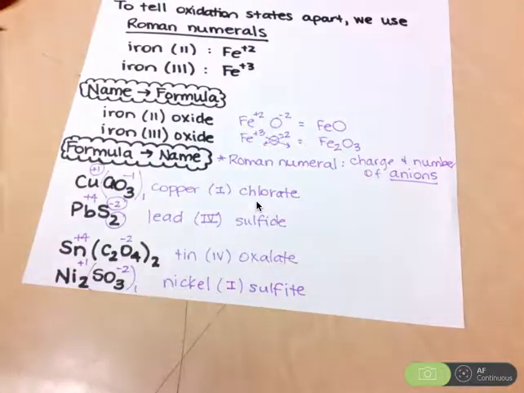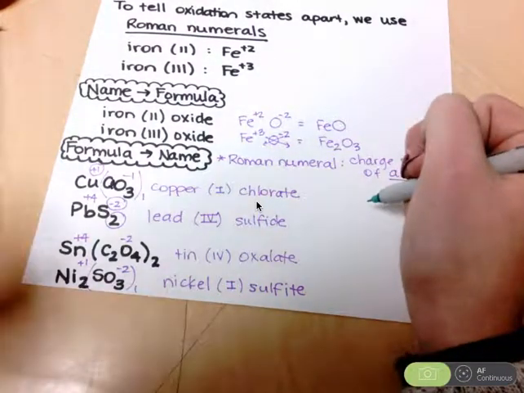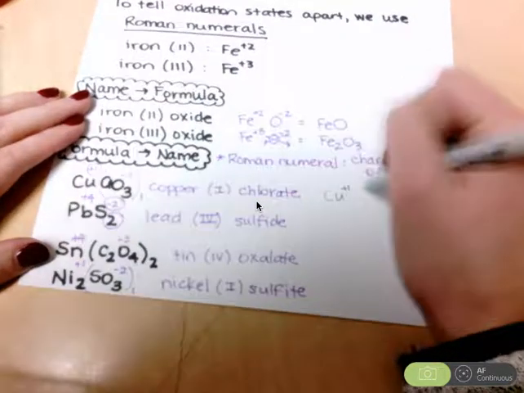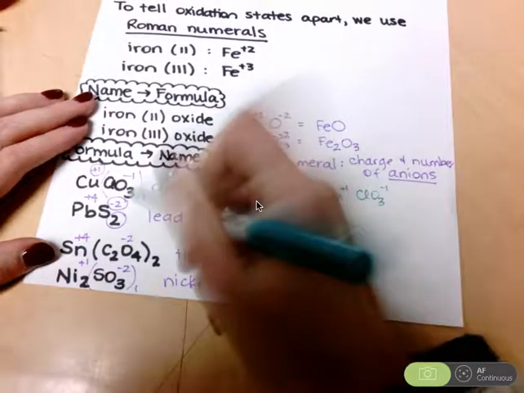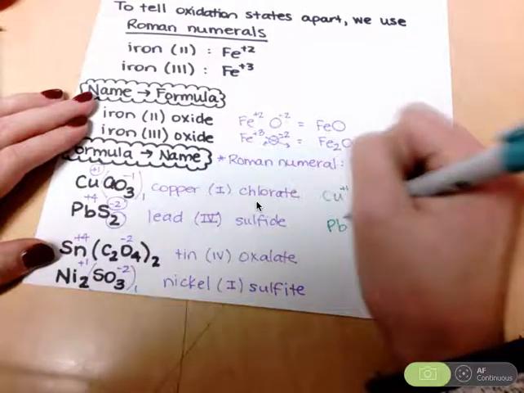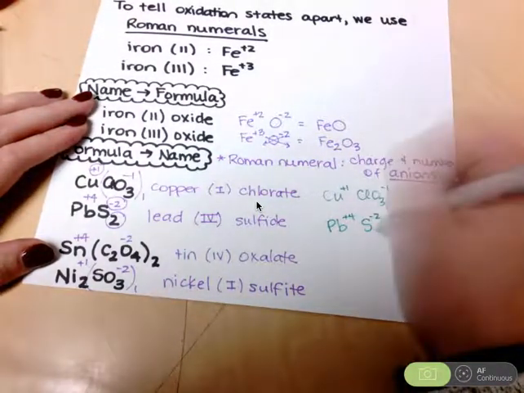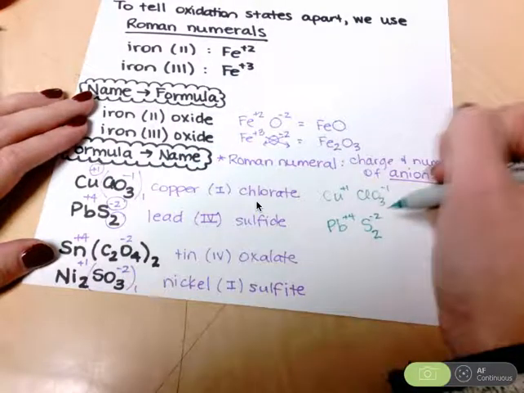A great way to check yourself is to just go back from the name and write the formula and make sure they match. Copper 1 chlorate would be Cu with a +1, chlorate with a -1. Those are 1 to 1, and I get my formula. Lead 4 sulfide would be Pb with a +4, S with a -2. To neutralize that charge, I would need 2 of those -2s. Check. That matches.